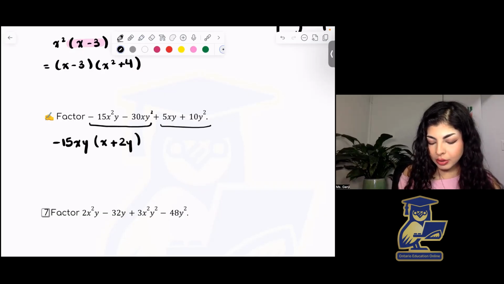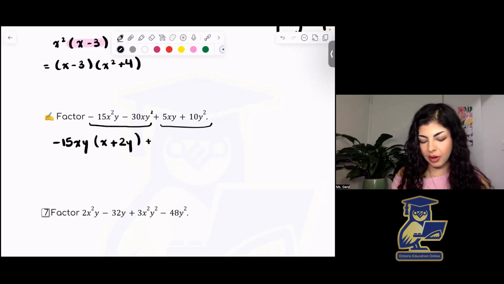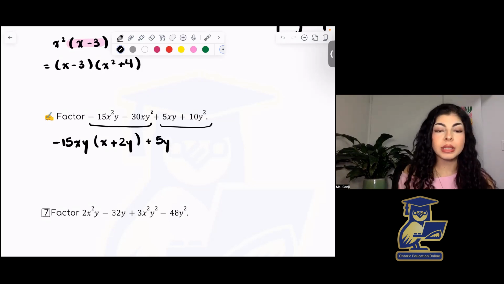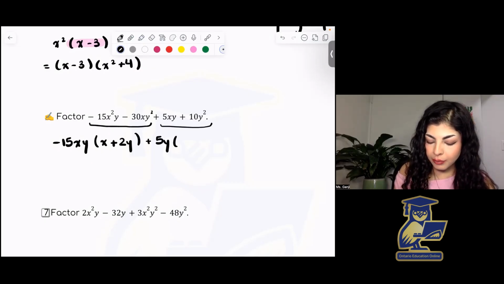Now, the next two terms, we see if they have anything in common. So again, for the coefficients, we can factor out 5, and we can also factor out a y here. They don't have an x because the second term doesn't have any x, so I can't factor out x. And then we are left with x plus 2y.